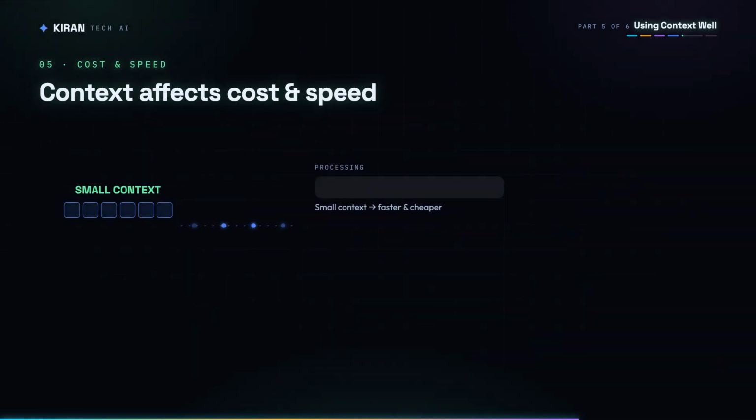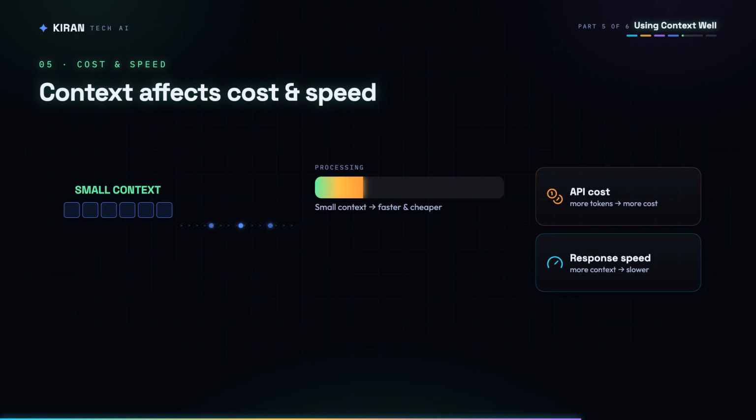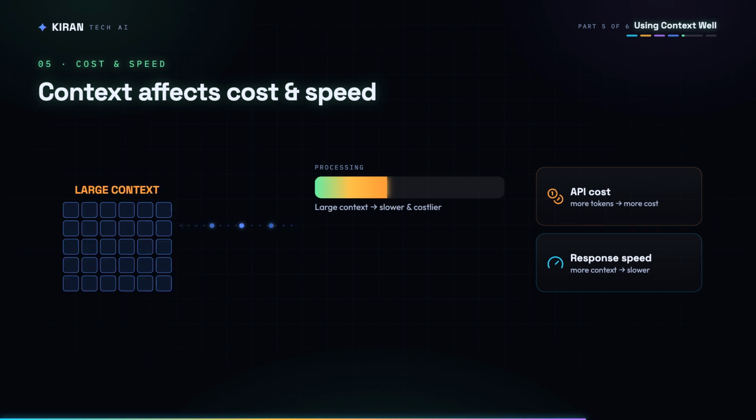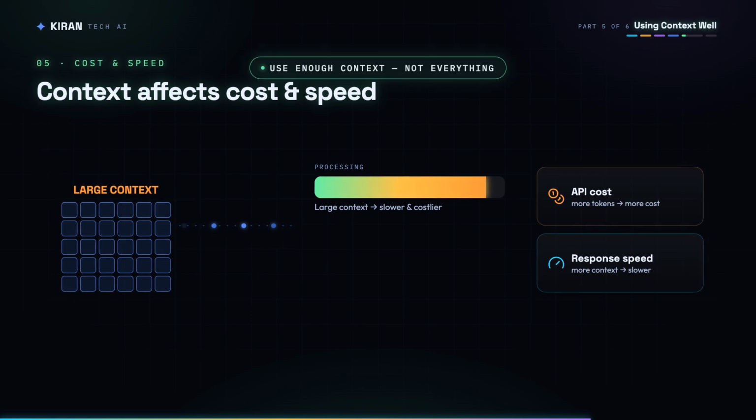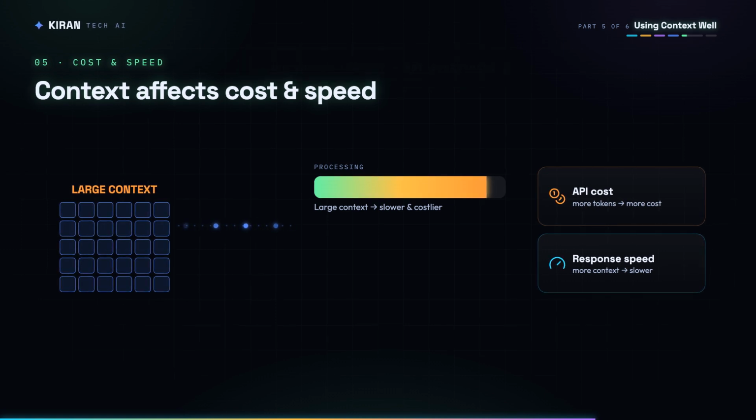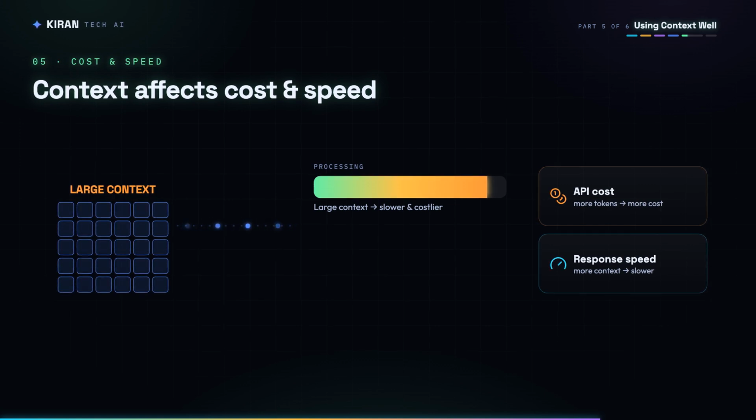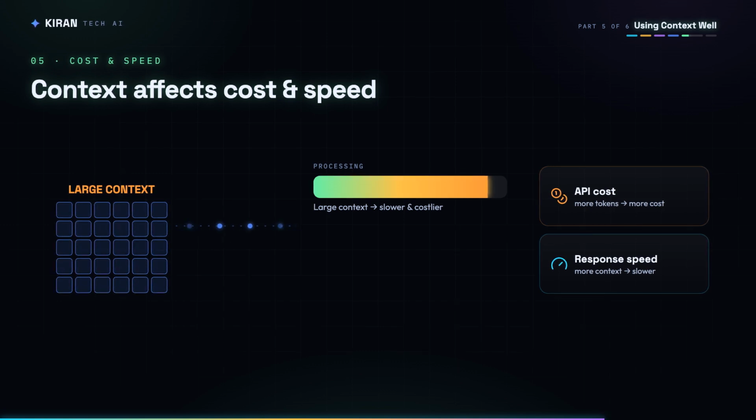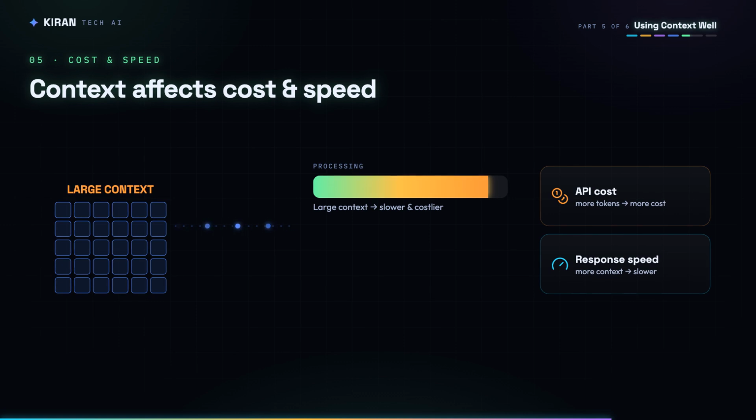And here's a very practical reason to keep your context clean. It affects both cost and speed. Look at the screen. Every token in your context has to be processed. So the more tokens you send, the more each request costs you in money. And not just money. More context also means more to read, so the answer comes back slower. A small, focused context is cheap and fast. A huge, stuffed context is expensive and slow. So the goal is balance. Use enough context to give the AI what it needs, but not everything you have. Enough, not everything.